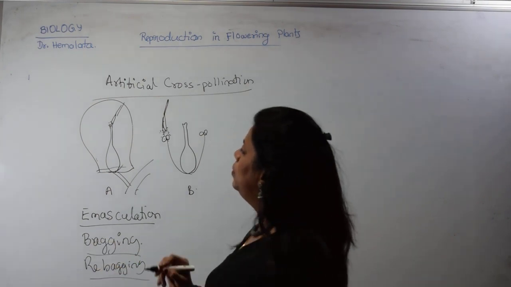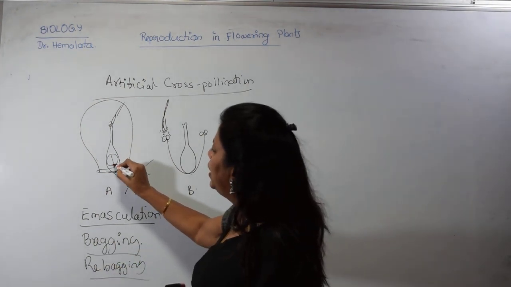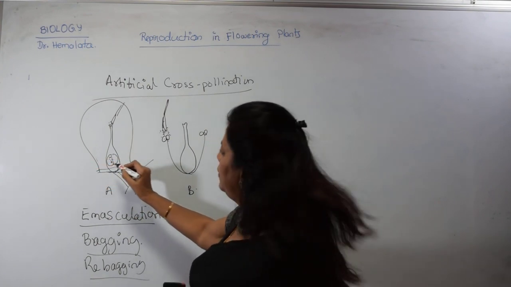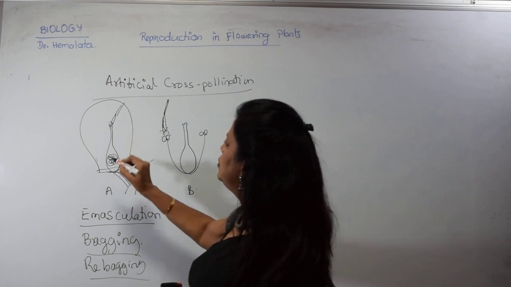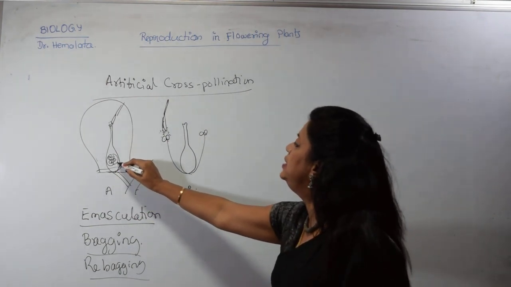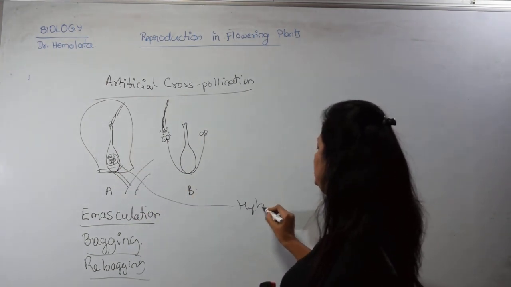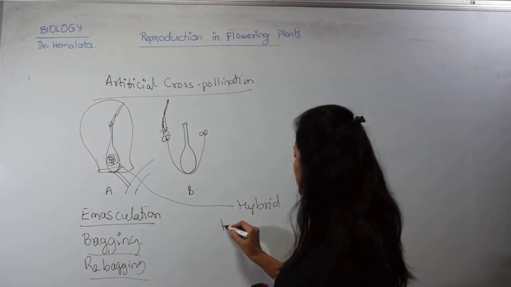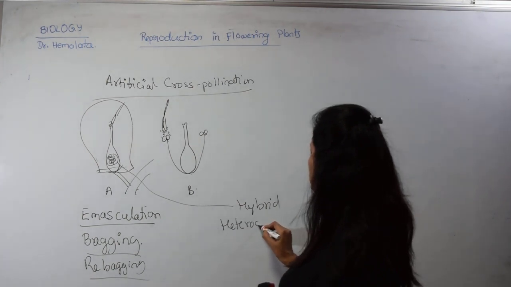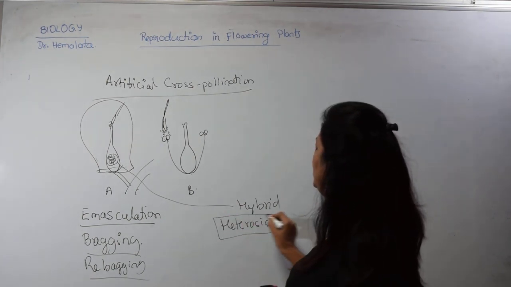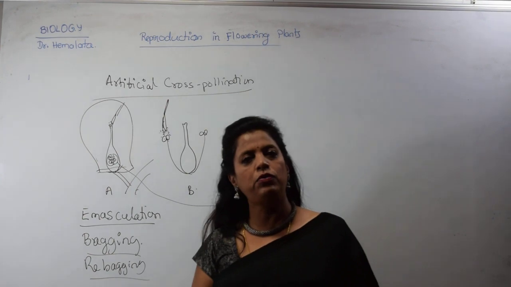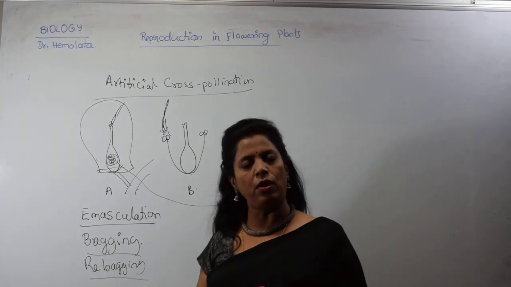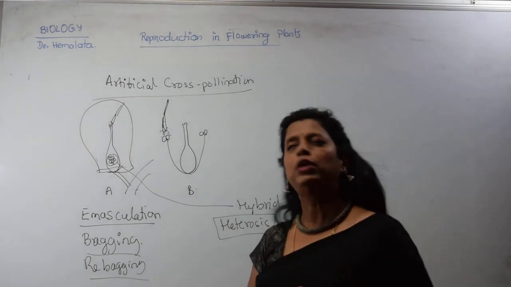That's how, when you collect the seed, it will have the characteristics of B in A. This is the hybrid variety. The seeds formed by this are called hybrids. They show hybrid vigor or heterosis. This is what our plant breeders do to produce new species, new characters, or to induce new characters in the existing varieties. They bring about artificial cross-pollination.